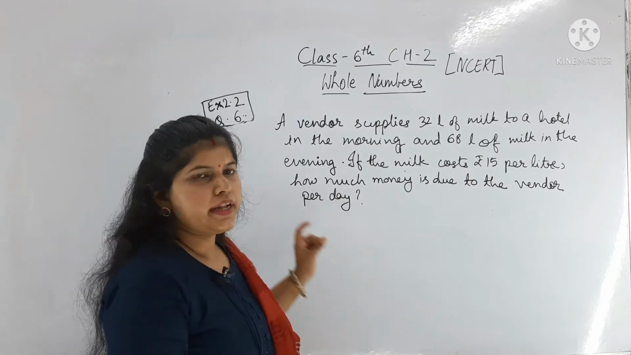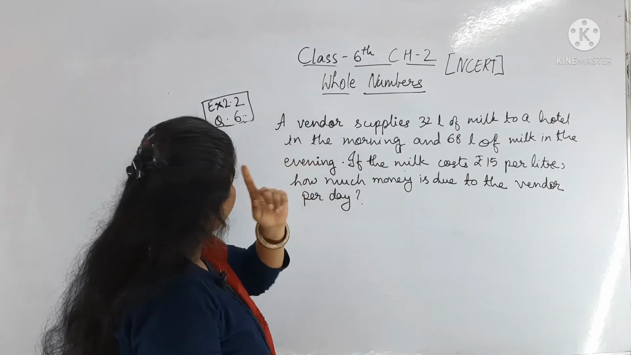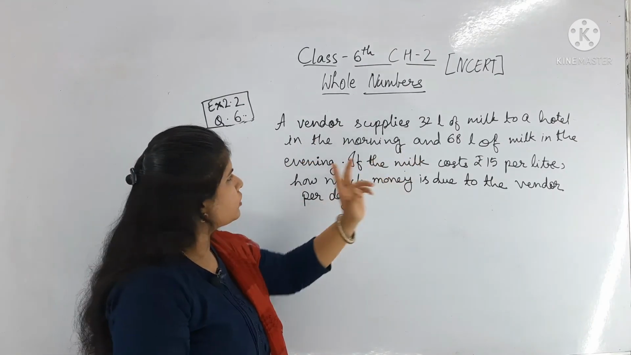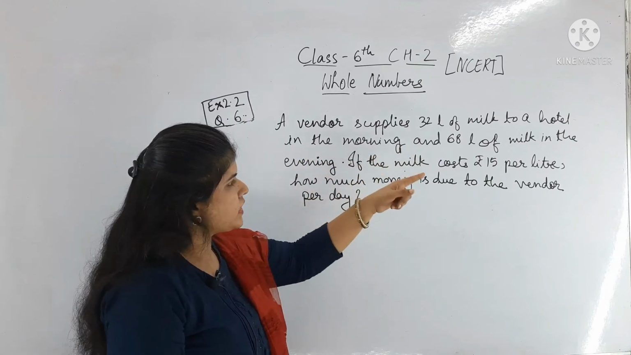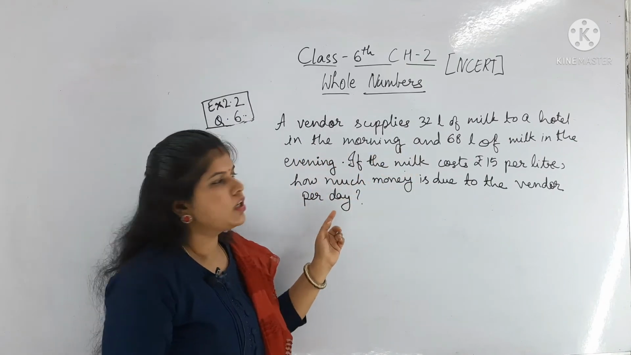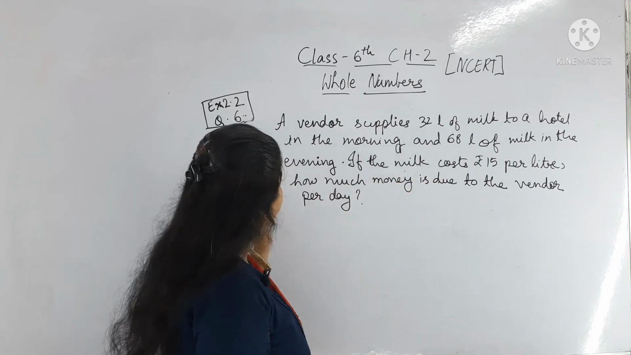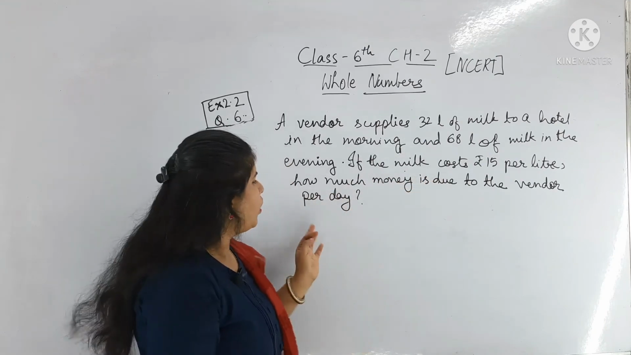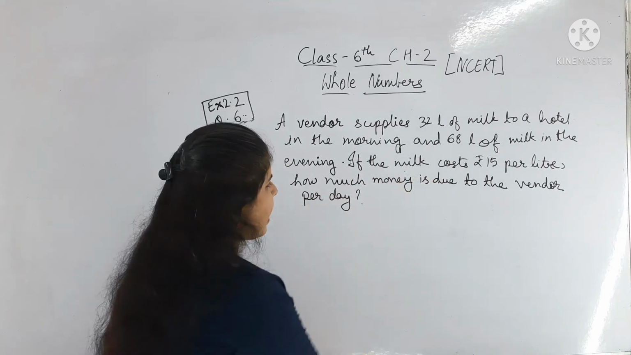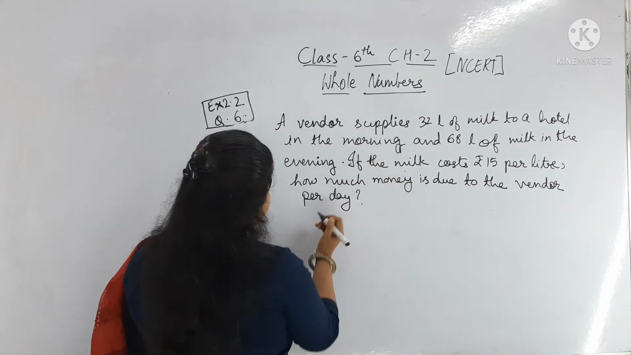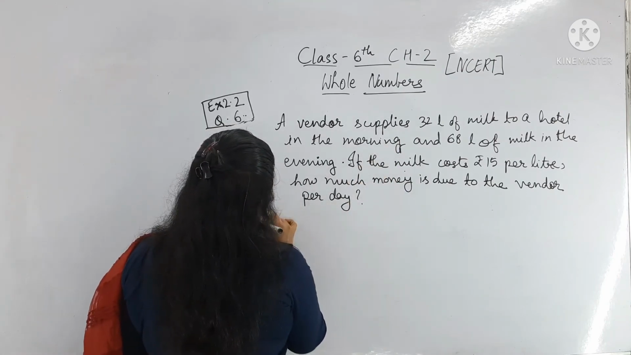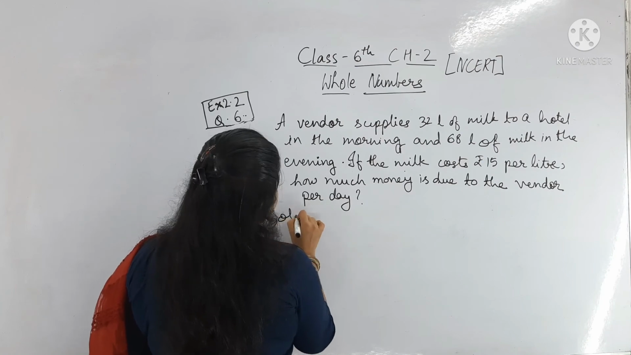Here the next question is question number 6. A vendor supplies 32 liter of milk to a hotel in the morning and 68 liter of milk in the evening. Okay, so if the milk costs rupees 15 per liter, how much money is due to the vendor per day? Okay, so we have to find the cost of total milk per day. Okay, so here it is the solution.